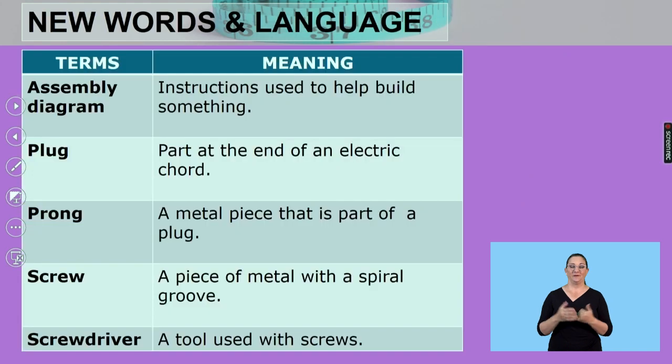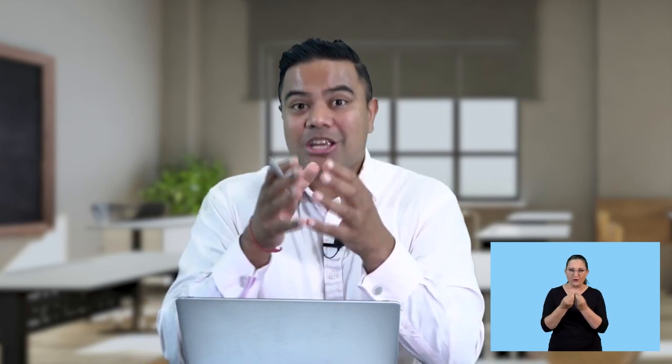Nice work. So, what words are we going to talk about? We're going to discuss assembly diagram. That is instructions used to help you to build something. So, let's say you get a table from a shop, and you need to assemble it yourself with all of the screws and all of those things that go together in pieces. It comes with instructions. That's how the assembly diagrams work.